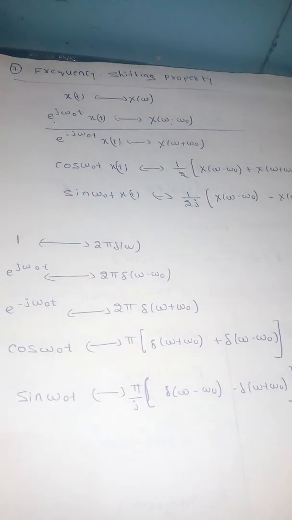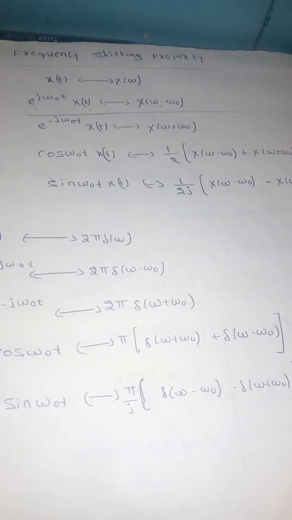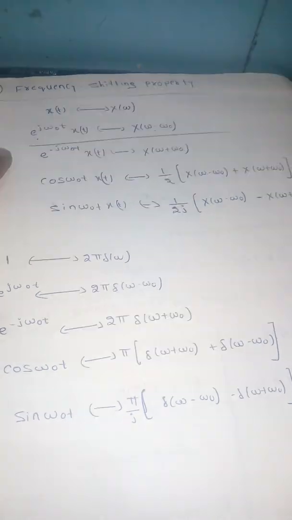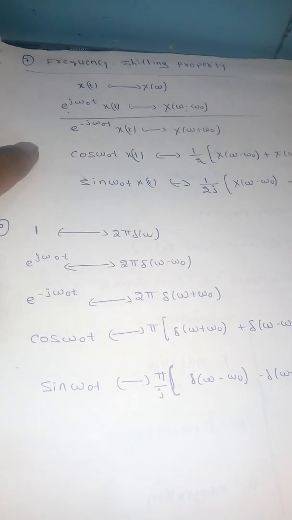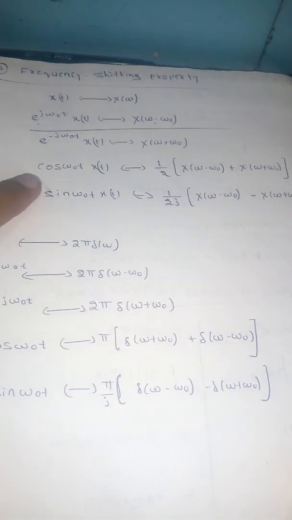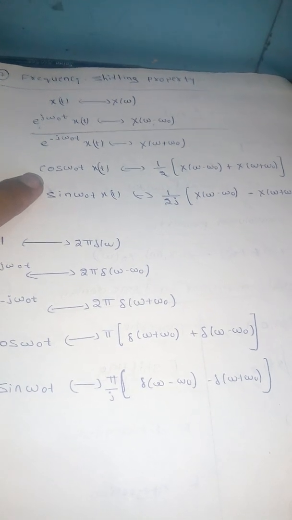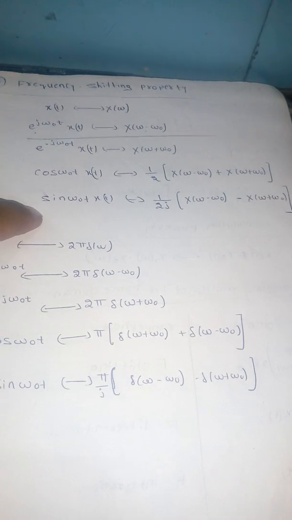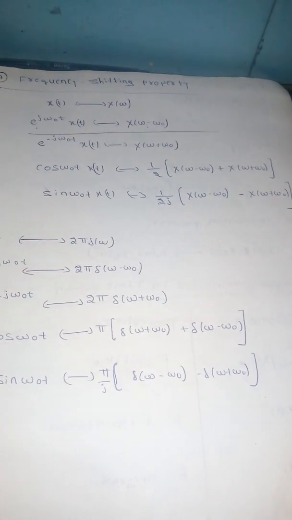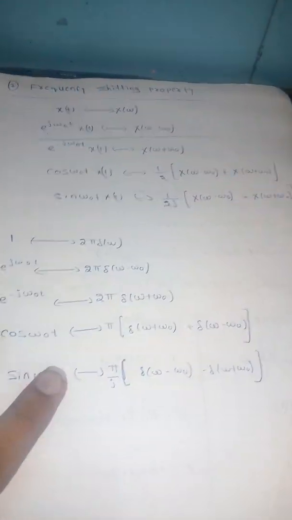And we have the frequency shifting property. X of omega minus omega naught equals e power j omega naught t x of t; here the sign changes, minus becomes plus. X of omega plus omega naught equals e power minus j omega naught t x of t. Similarly, cos omega naught t x of t equals 1 by 2 x of omega minus omega naught plus x of omega plus omega naught. Sin omega naught t x of t equals 1 by 2j x of omega minus omega naught minus x of omega plus omega naught. Plus for cos, minus for sin, and for sin extra multiplied with 1 by j.